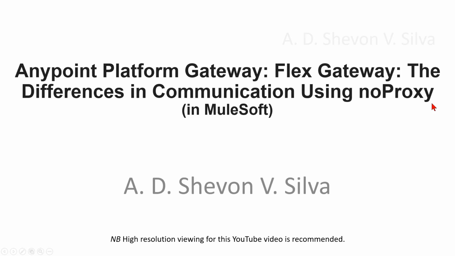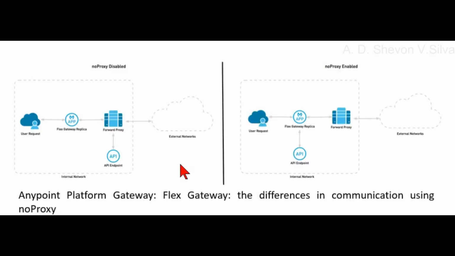Anypoint Platform Gateway, Flex Gateway, the differences in communication using noProxy. This diagram demonstrates the differences between communication using noProxy. In Flex Gateway, in Anypoint Platform Gateway, adding the noProxy parameter enables HTTP services you trust to communicate without using a forward proxy.